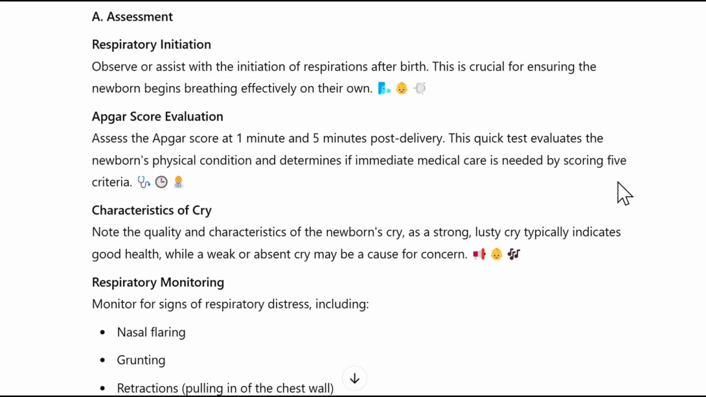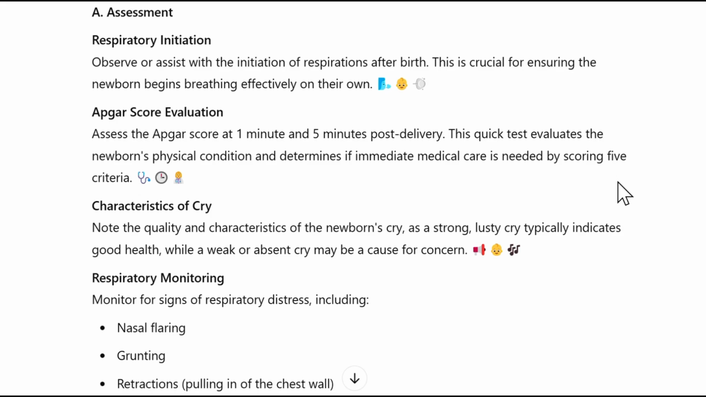APGAR score evaluation. Assess the APGAR score at 1 minute and 5 minutes post-delivery. This quick test evaluates the newborn's physical condition and determines if immediate medical care is needed by scoring 5 criteria.